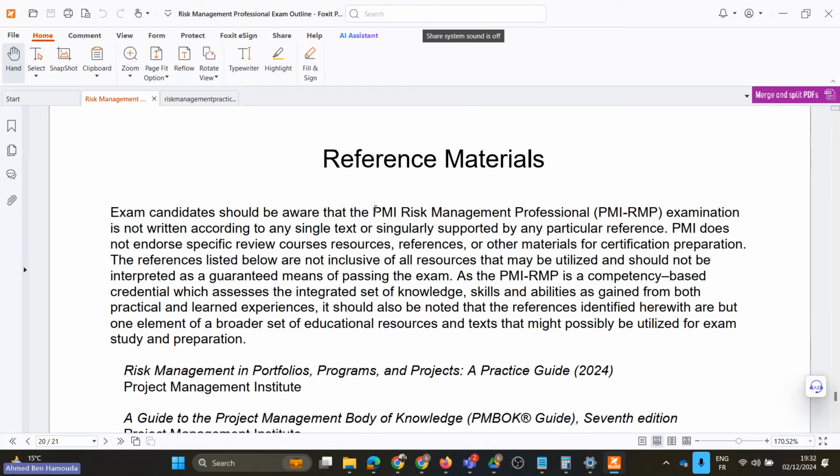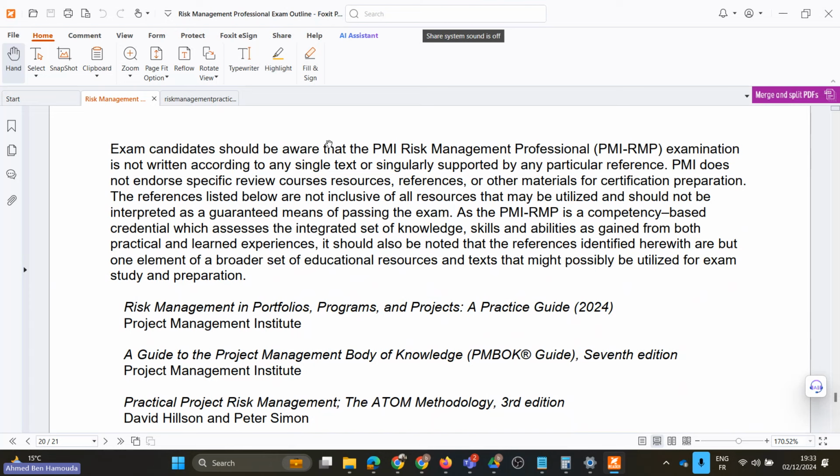All right, now let's come to an important part in order to understand the RMP certification really well and in detail. Which reference materials does PMI recommend for taking the RMP certification? PMI says here that exam candidates should be aware that the RMP examination is not written according to any single text or any single book, actually.